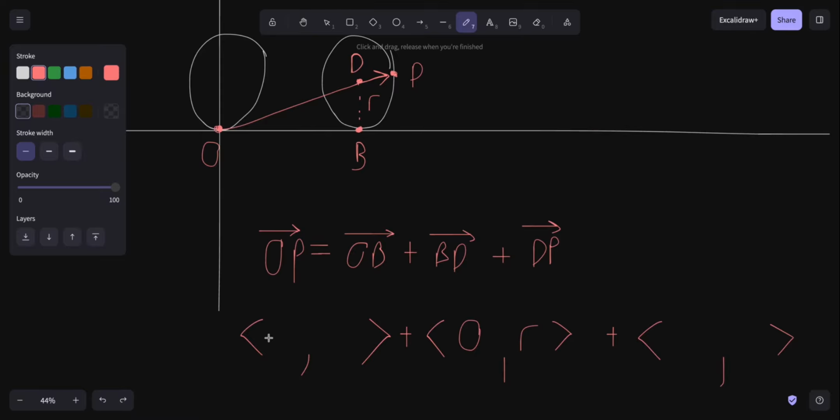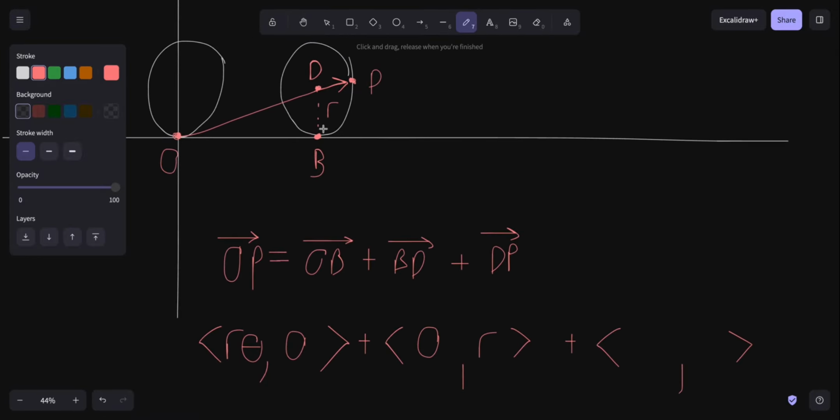And the formula for arc length, well, that's just going to be r theta, right? R times the angle that it rolled. And it's not going to have any y component because, well, it's OB, right? It's staying on the ground. The final part, DP, we're going to have to use some trigonometry.